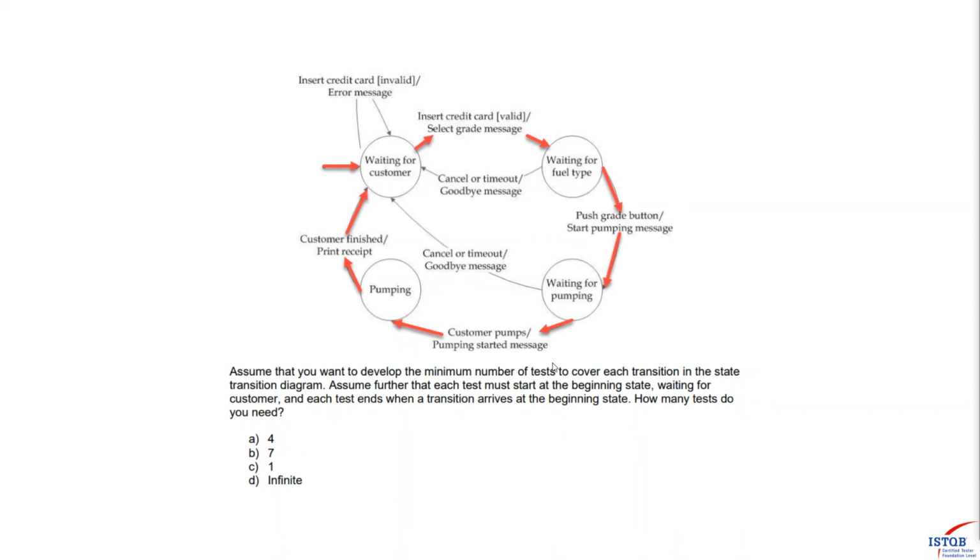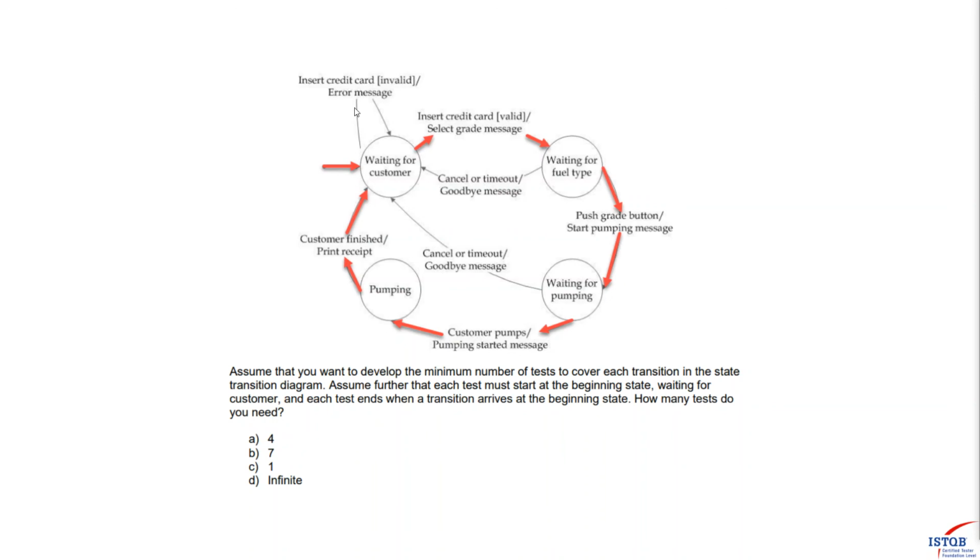First of all, we need to check the success scenario, from waiting for customer to waiting for fuel type, from waiting for fuel type to waiting for pumping, from waiting for pumping to pumping, from pumping to waiting for customer. Remember, each time we come to waiting for customer, our test ends and we can't continue. By this test, we covered all states and 4 transitions, but we still have 3 transitions to cover.